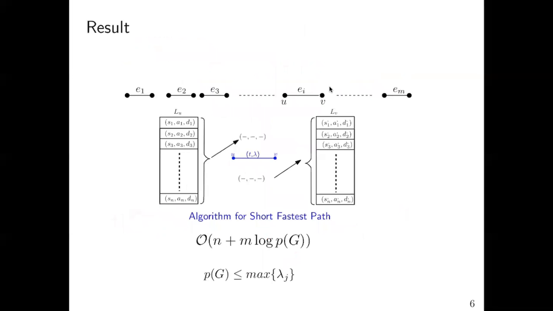Coming to our main result, we have designed an efficient algorithm to solve the short fastest path problem, and the running time of our algorithm is order of (n plus m) times log of p(G), where n denotes the number of vertices, m denotes the number of edges, and p(G) is at most the maximum over the travel times of all edges.